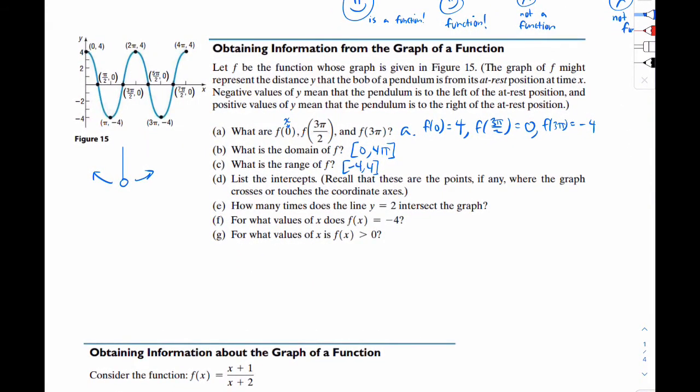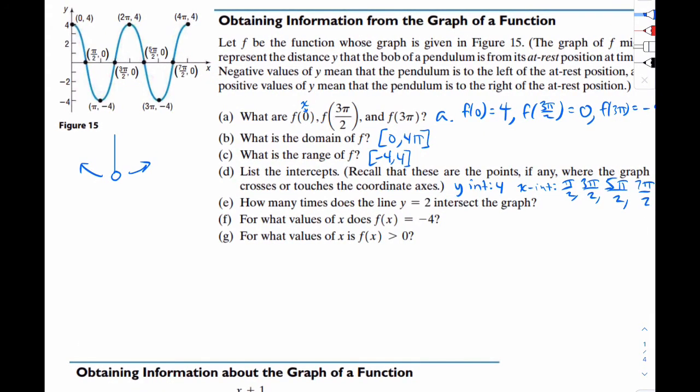List the intercepts. So there's kind of a lot here. We'll do the y-intercept first. That's only 1. That's 4. And the x-intercept, there's quite a few. There's 1, 2, 3, and 4. So pi over 2, 3 pi over 2, 5 pi over 2, and 7 pi over 2.